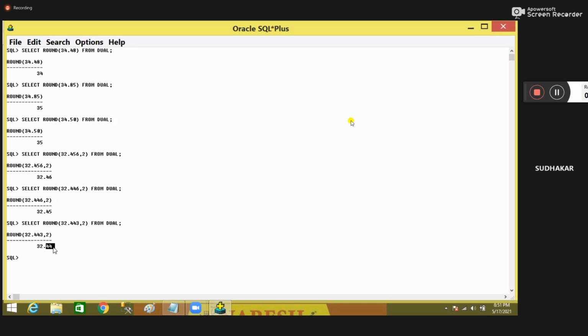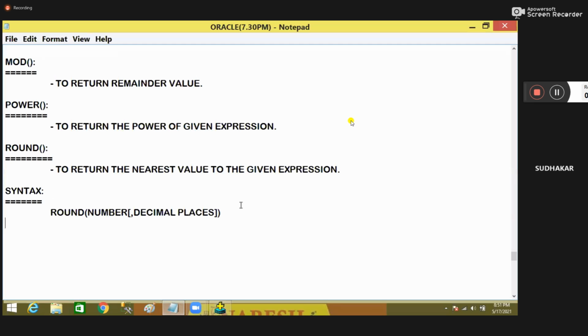It's called as a 44. So this is a round function, guys. This is a round function. Same as that, one more function is there, that is called a trunk function. That is called your trunk function.